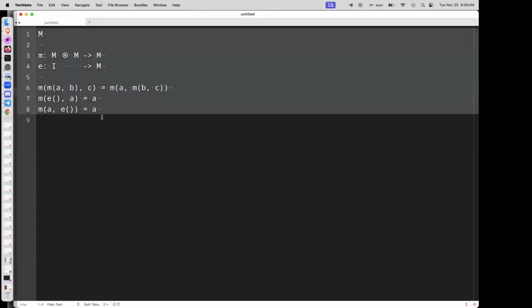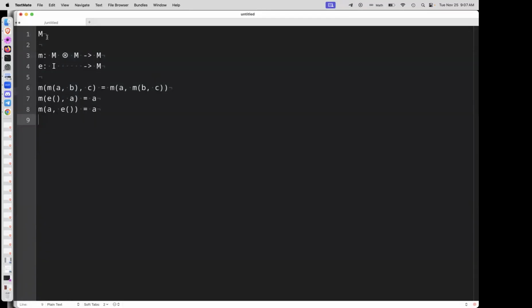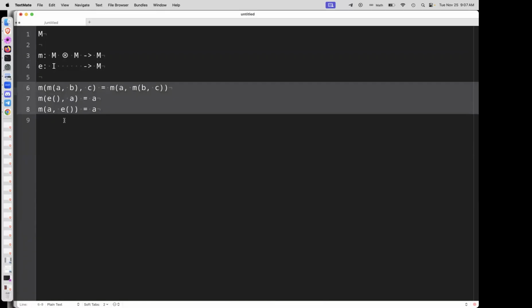So then a model of this theory gives us all monoids when we take models in set. M is just a formal object, but when we take a model of it, we have to choose a set for M. We have to choose a function that goes from M cross M to M. We have to choose an element that goes from the terminal set to M. So we pick out one element of M to play the role of the identity. And those functions have to satisfy these equations.